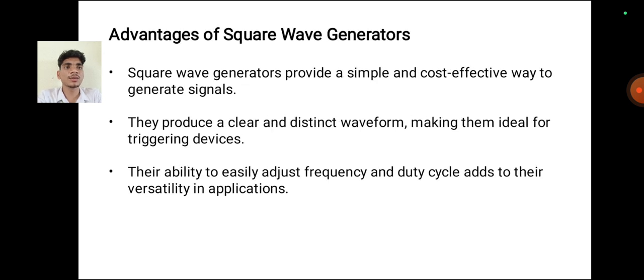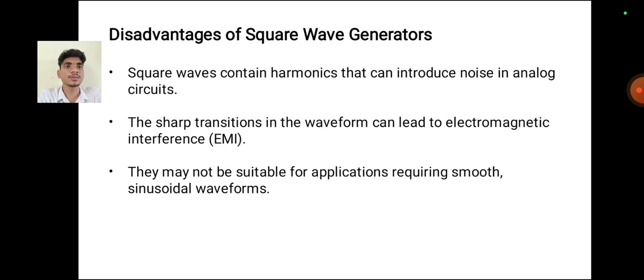Advantages of square wave generators. Square wave generators provide a simple and cost effective way to generate signals. They produce a clear and distinct waveform, making them ideal for triggering devices. Their ability to easily adjust frequency and duty cycle adds to their versatility in applications.